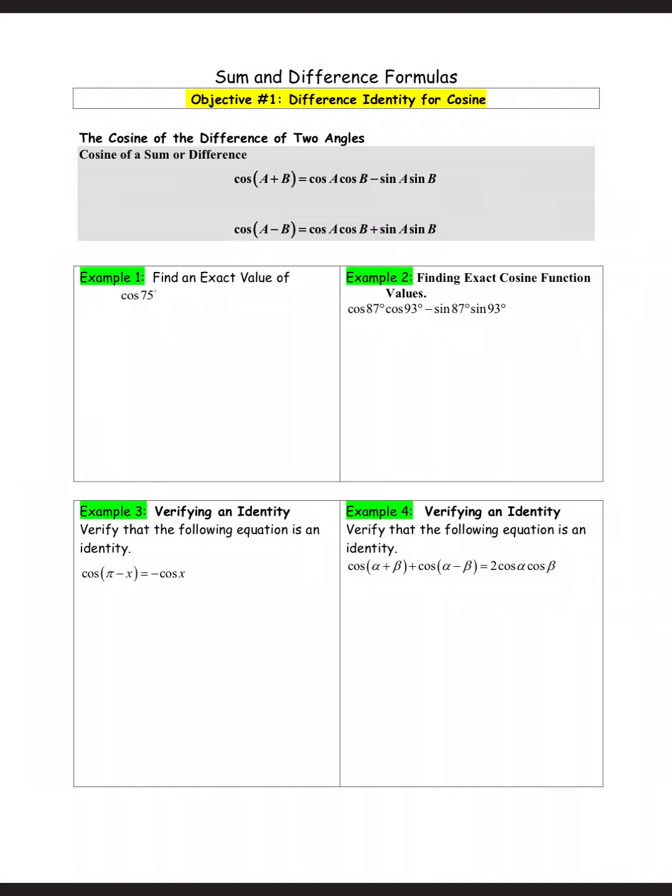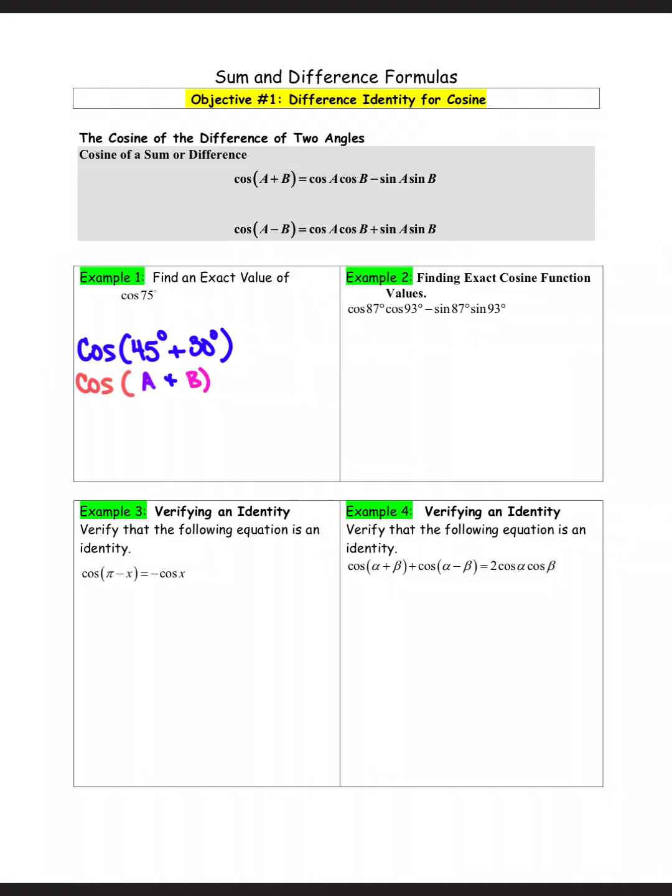Well, because we don't have that on the unit circle, we can write cosine of 75 in terms of things that we have. Well, we know that we can rewrite this as cosine of 45 degrees plus 30 degrees. Because remember, 45 plus 30 is 75. So now we have that this is cosine of A plus B.